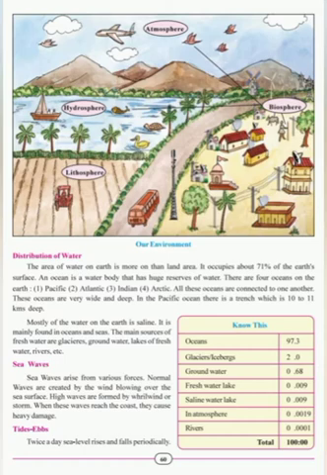All these oceans are connected to one another. These oceans are very wide and deep. In the Pacific Ocean, there is a trench which is 10 to 11 kilometers deep. Most of the water on the earth is saline. It is mainly found in oceans and seas. The main sources of fresh water are glaciers, groundwater, lakes of fresh water, rivers, etc.